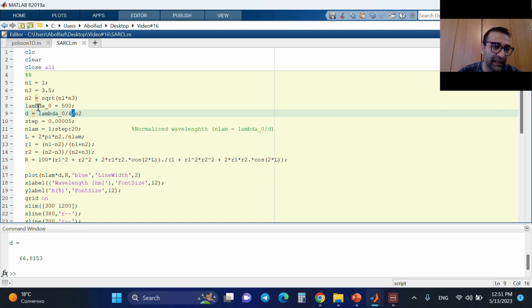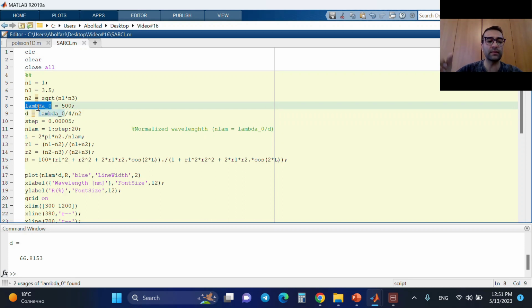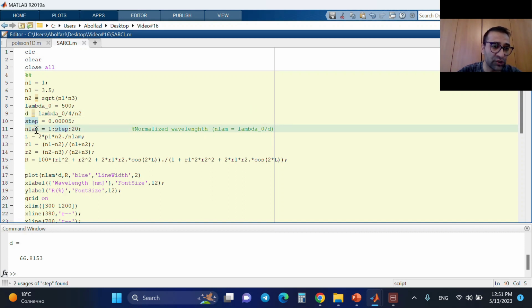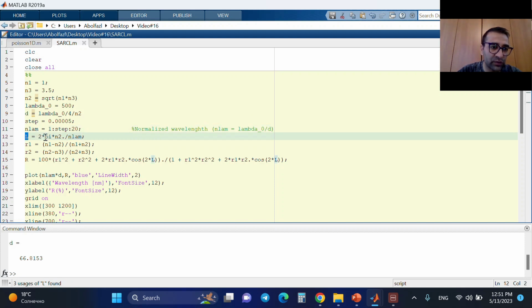I defined here that I'm interested in, let's say, making reflection 0 for the wavelength of 500 nanometer, and here 500 indeed is in nanometer. I define some step, and I change this normalized lambda from 1 until 20 with these steps, and this normalized lambda indeed is lambda naught divided by d. Therefore what will be the l? It will be 2 pi n2 divided by normalized lambda.